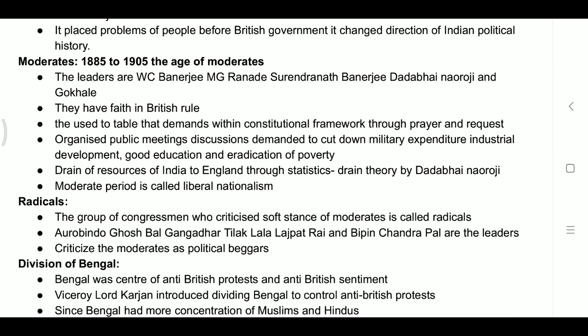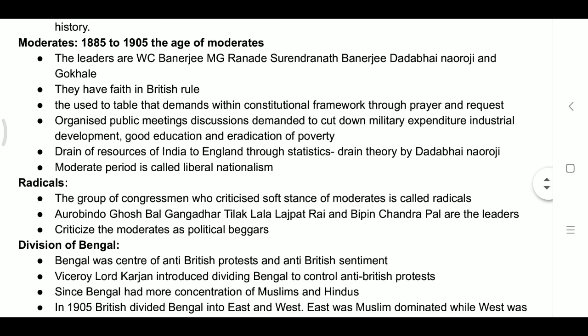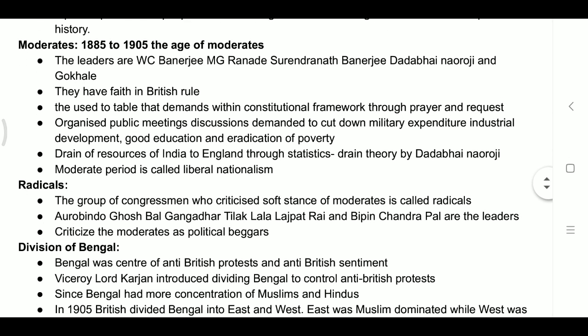There are two wings in the journey of the freedom movement. One group was moderates and one group was radicals. Both of them were Congress leaders, but because of having different opinions, they divided into two groups: moderates and radicals. The moderate leaders are W.C. Banerjee, Ranade, Surendranath Banerjee, Dadabhai Naoroji, and Gokhale.